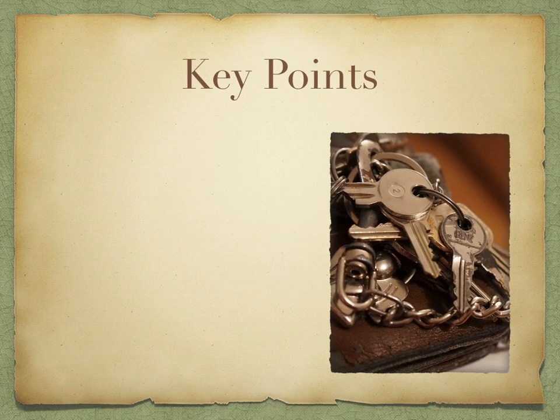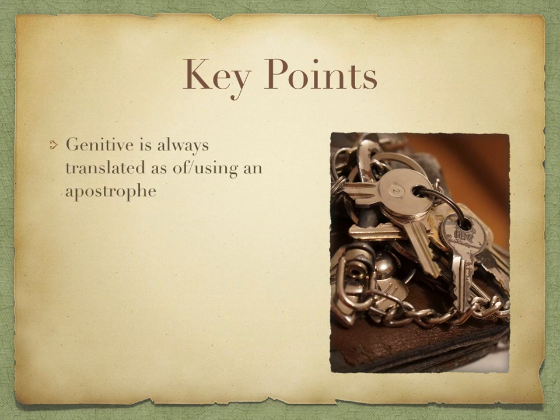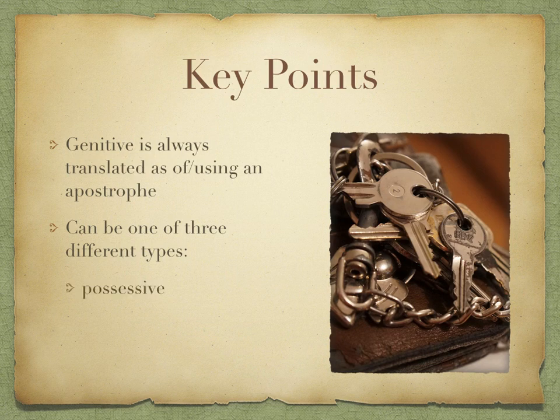So key points to take away from this video: the genitive is always going to be translated either using the word of or an apostrophe. However, it can fall into a few different types, and this will affect how you translate it. So the first one is possessive, indicating who owns something or who something belongs to. The second is partitive, describing the whole of which something is a part. And finally we have descriptive, which is making a noun and adjective phrase in the genitive case to describe something.